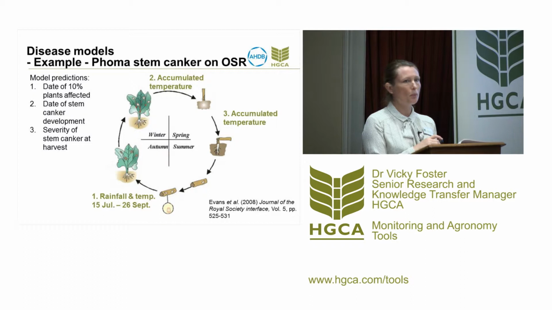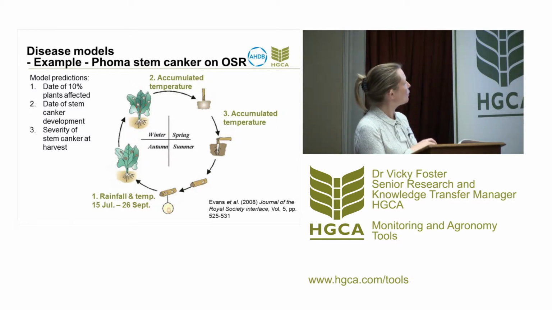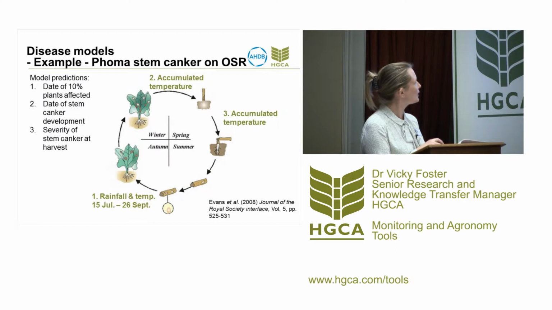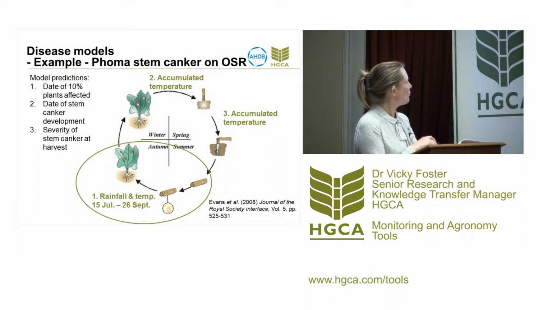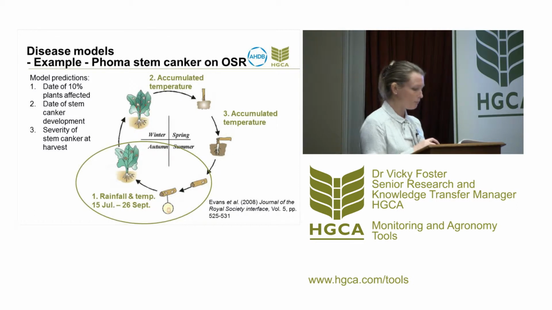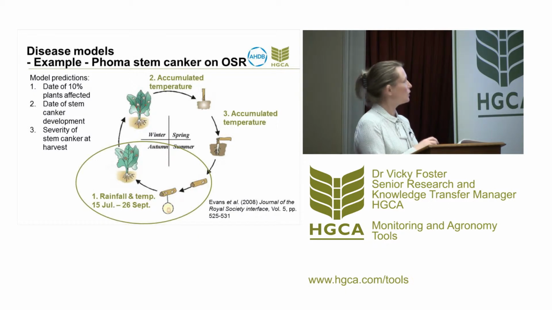Now we know there's some very key points in this life cycle, particularly when we come to think about modelling and forecasting. And accumulated temperature is very important in the forecast. But actually what we've learned, the really important bit in this is actually the rainfall and temperature between July and September. And the critical bit of this forecast is really it enables us to determine when 10% of the plants will be infected with the leaf spots, which is obviously very important in helping you to advise on your fungicide sprays. But it also provides information on the date of stem canker development and also the severity of the cankers at harvest as well.